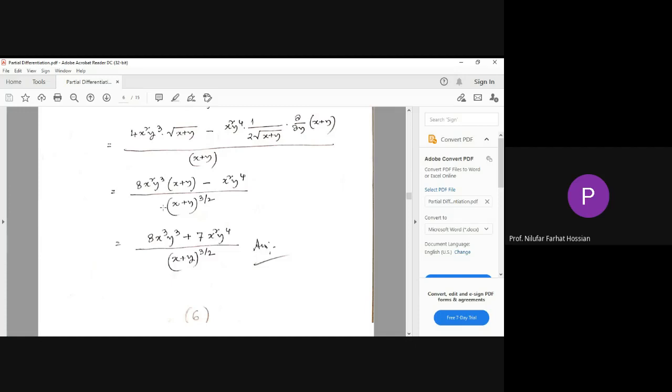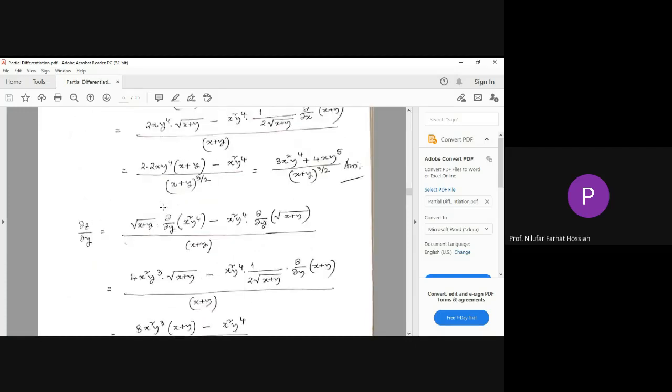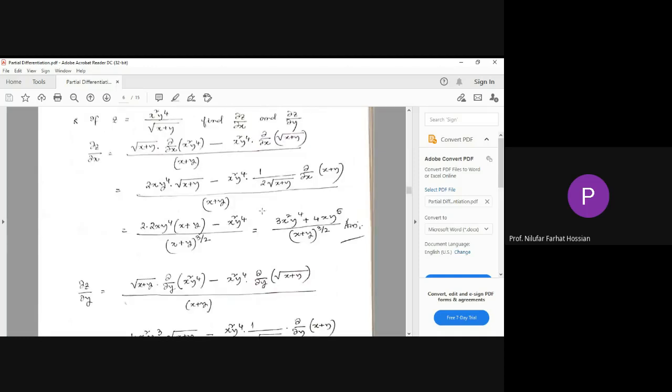So there should be a 2 here. I think there was the same mistake here. These two, yes, these two should be here. And sorry, when you take the LCM is 2 into root over x plus y, and you are taking this whole thing to the lower part. So there should be a 2 here. Please do this correction. Are you listening to me?